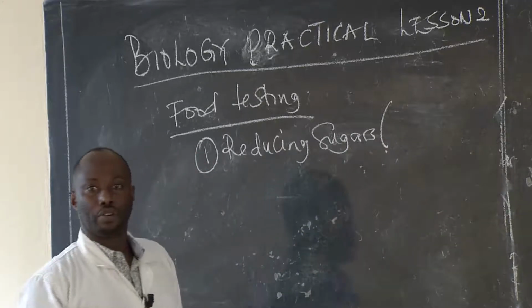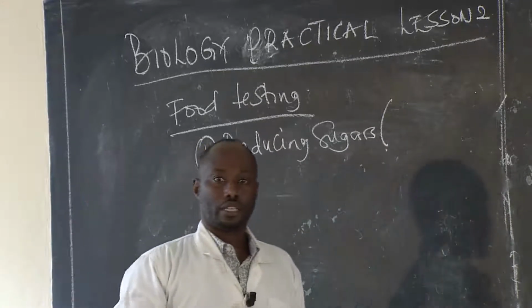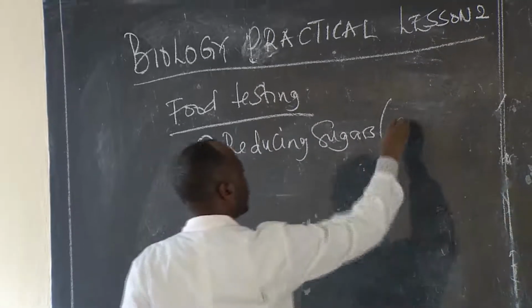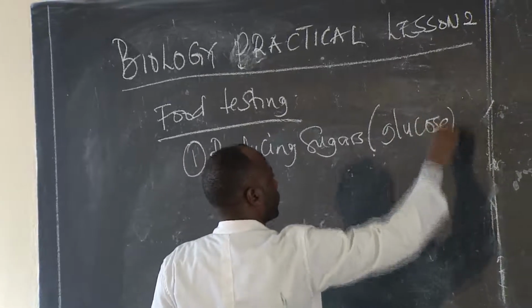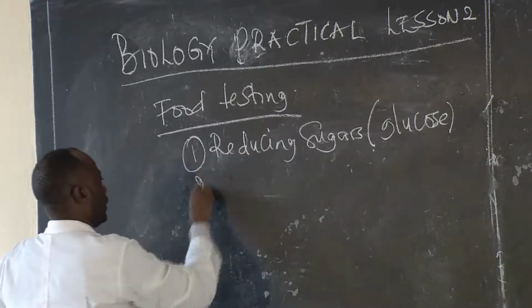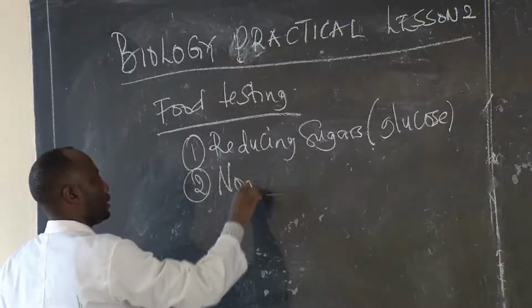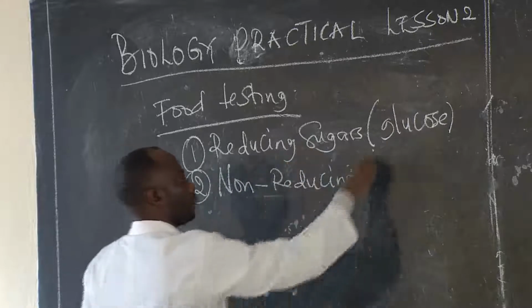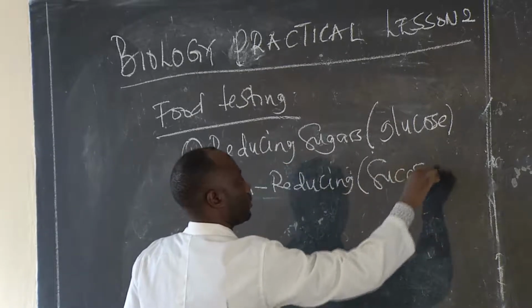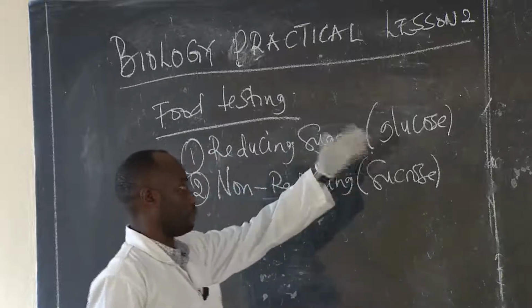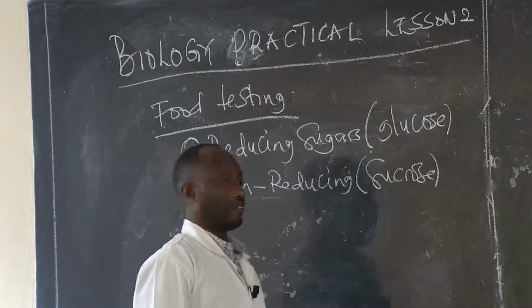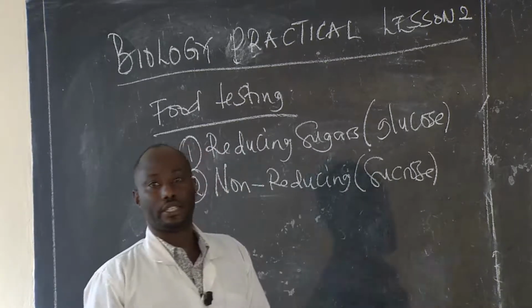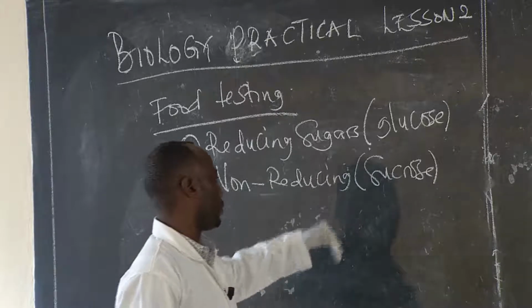Examples, who can give me an example of a reducing sugar? An example of a reducing sugar that we're going to be using today is glucose. Then another one, I'm going to test non-reducing sugars. If I say non-reducing sugars, you're going to have sucrose. If I say sucrose, we can have examples such as orange, carrots, and sugar canes.